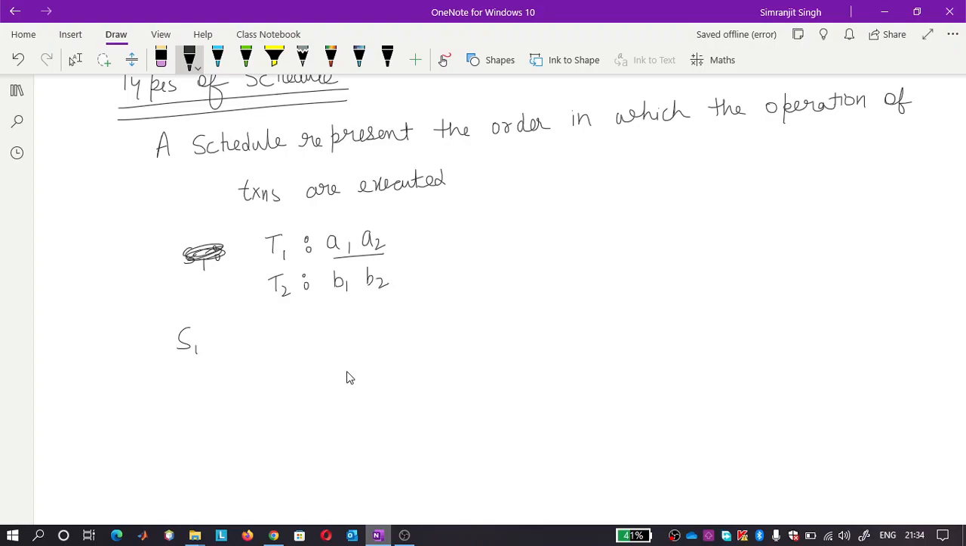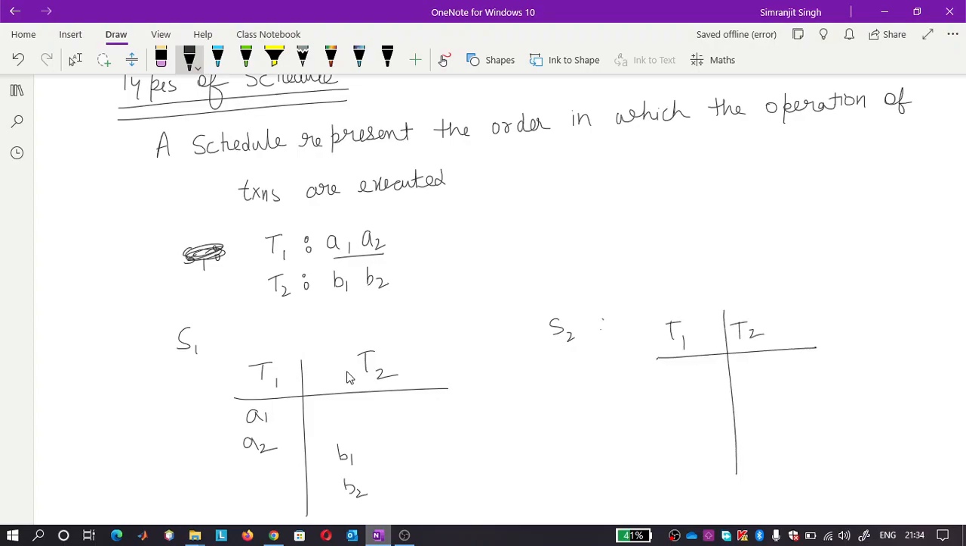Now how is this schedule 1 arranged, T1 and T2? Suppose I am arranging it as A1 A2, and after that we execute B1 B2. Schedule S2 will be: suppose transaction T2 is executed completely first, and then we move on to transaction T1.